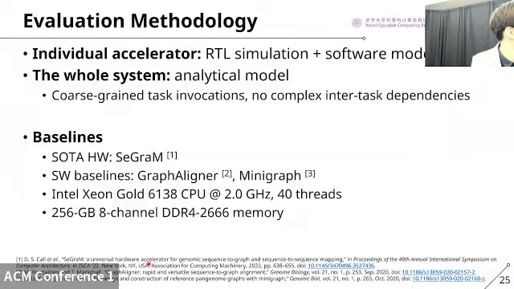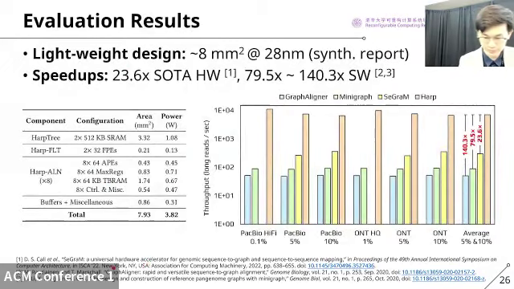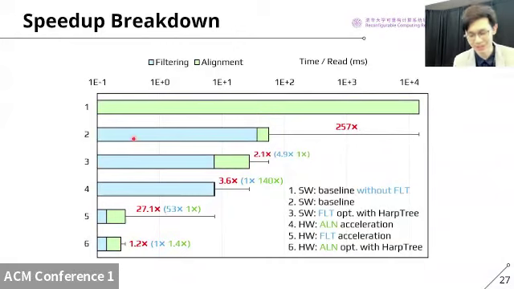We compare our work with the state-of-the-art hardware, which is called Segram, and also some commercial software packages like GraphAligner and MiniGraph. So yeah, here's our evaluation results. So Harp is quite a lightweight design because we only take 8 square millimeters of chip area, and we have more than 20x speedup over the state-of-the-art hardware accelerator.